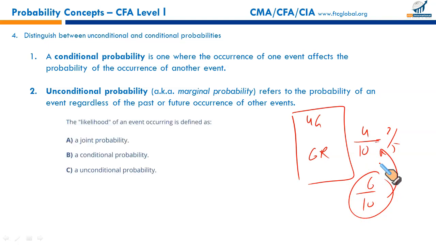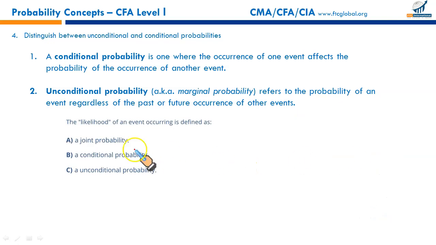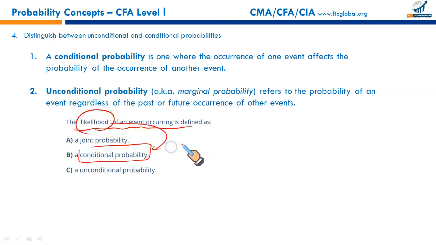So take an example here. The likelihood of an event occurring is defined as what? Remember, we use likelihood to mean conditional probability. Likelihood is a synonym term to conditional probability. Just like in the previous example, drawing a green ball, provided a green ball has already been drawn. So this is likelihood or conditional probability.